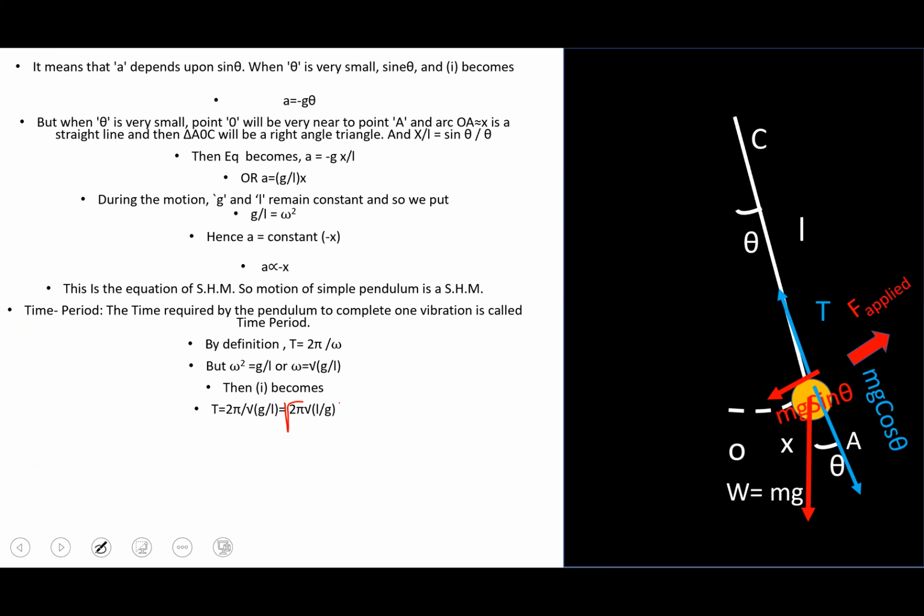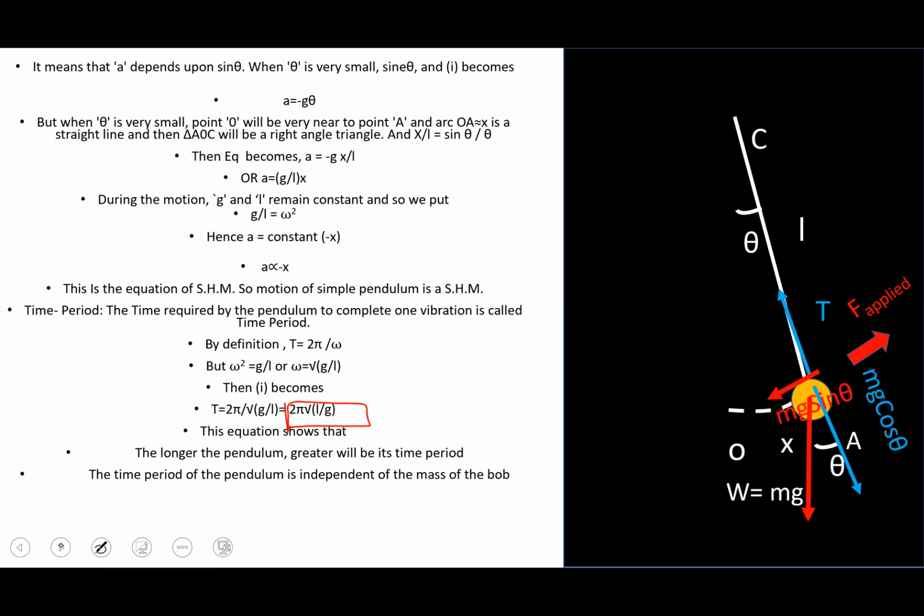Now from this equation, what we have found is that the equation shows the longer the pendulum, the greater will be the time period. And the second point is that the time period of the simple pendulum is independent of the mass, because there is no m in this formula.